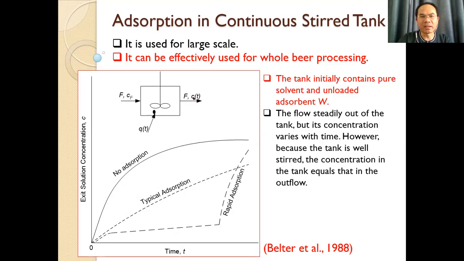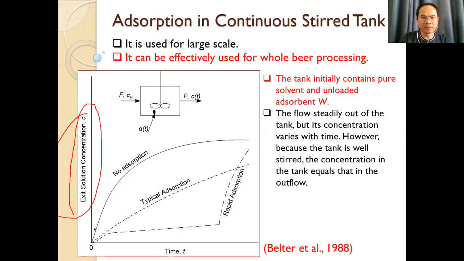Why? Because the solute is adsorbed on the surface of the solid. That means C is the concentration that remains in the solution, so it drops with time. C is a function of time for this case. And this graph shows you the performance: the exit concentration of the adsorption unit with respect to time.